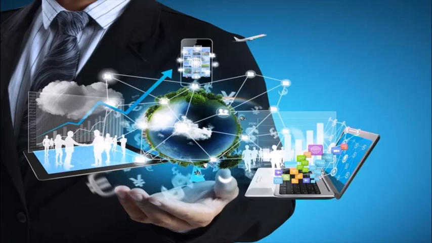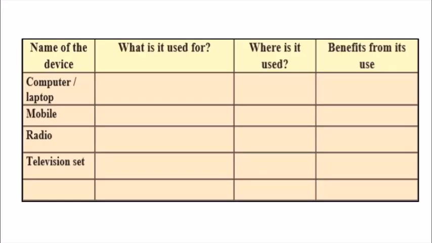It grants access to a wide range of information. It also helps in storing data, processing data, and also proper representation of data. So for all these things, ICT is included in your textbook so that you also know about information communication technology. Now children, look at this table. Here, the name of your device is written, what it is used for, where it is used, and what the benefit from it is, that we have to know.